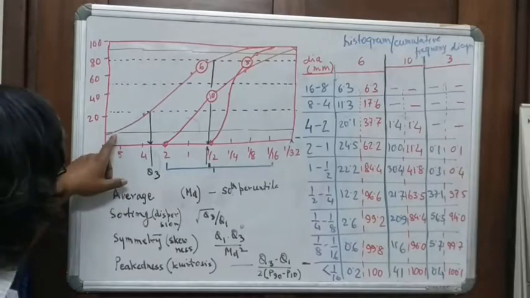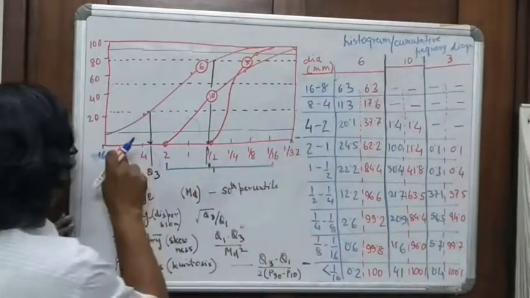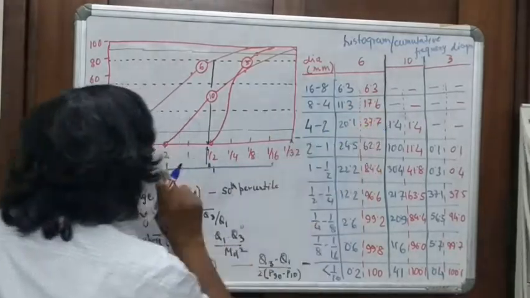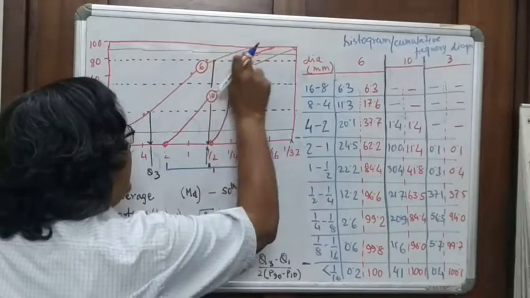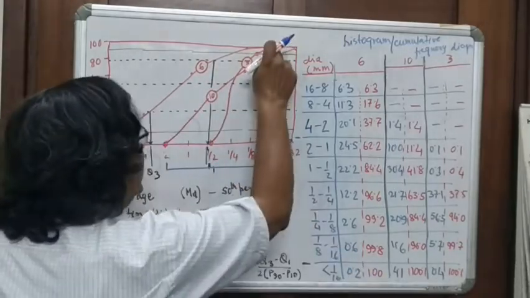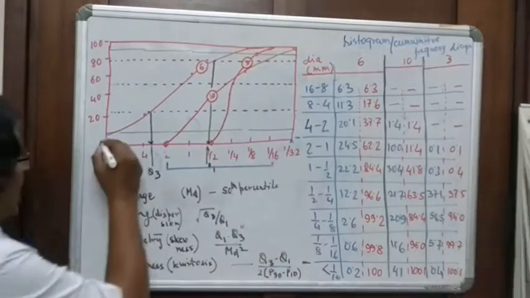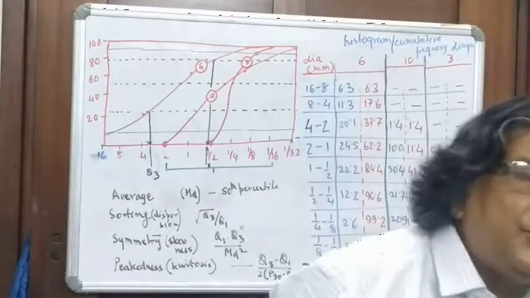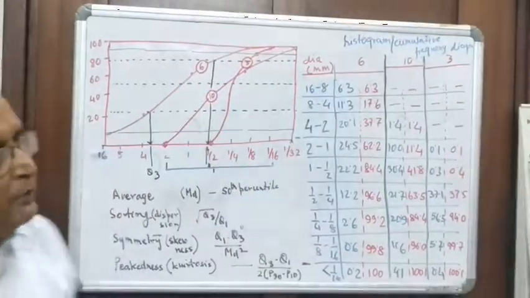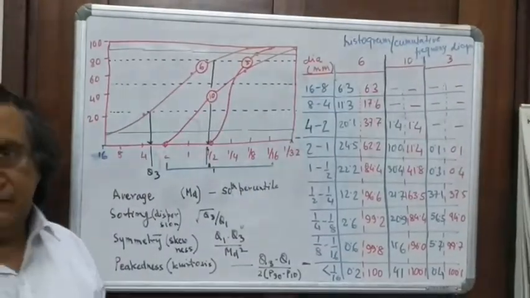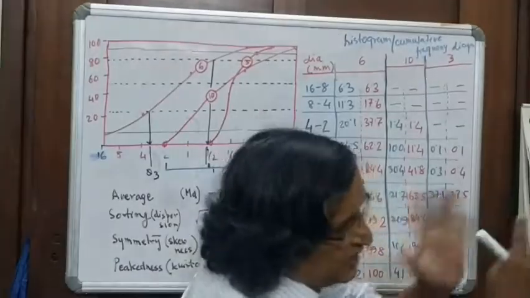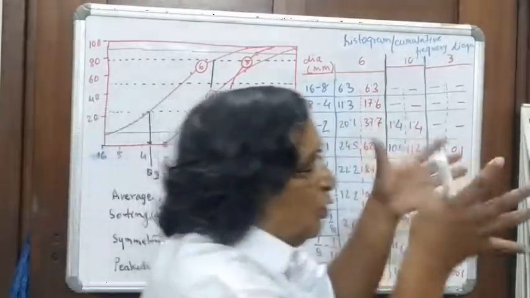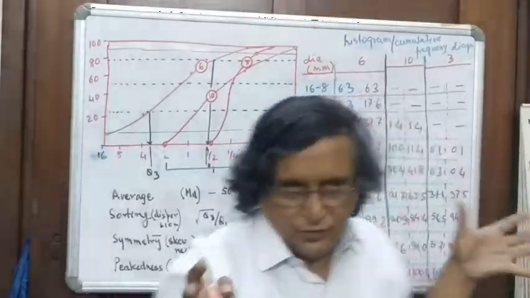For 16 to 8, I have a value which is 6.3. Between 8 to 4, I have the value 17.6. From 4 to 2, I have the value 37.7. And it goes on adding. And finally, when your last value comes, it should add up to 100. And then I join all the points. So this gives you the cumulative frequency curve. Cumulative frequency curves are easy to handle. And you can superimpose several samples or a whole multitude of samples to show what it is all about. Right?